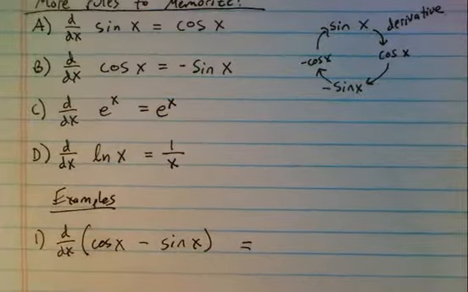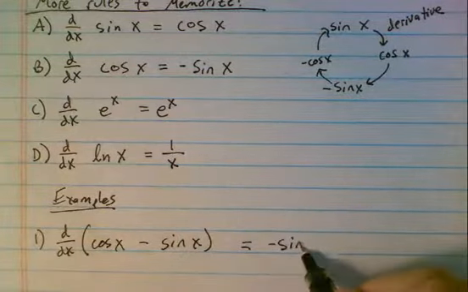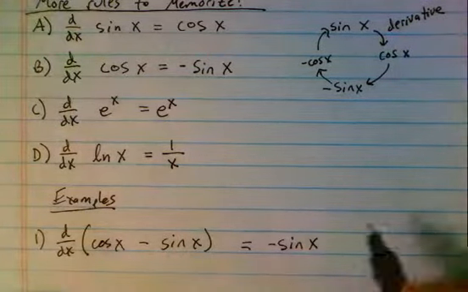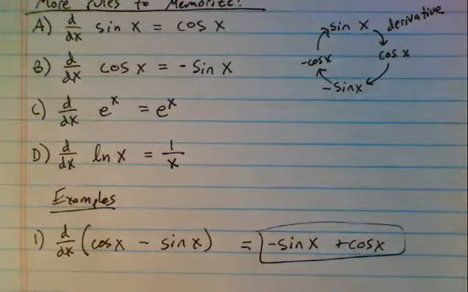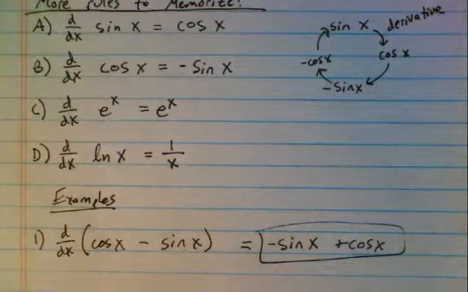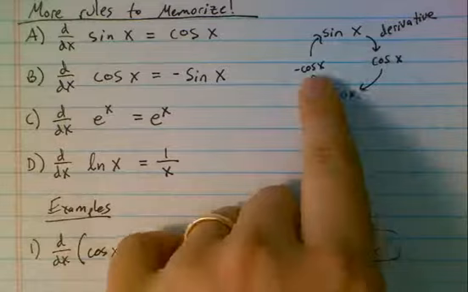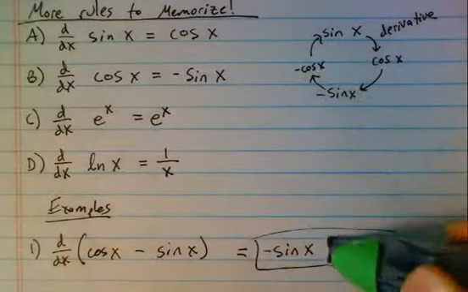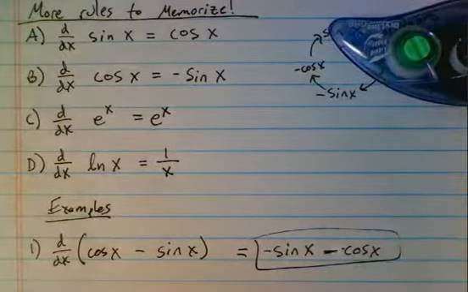And we're just applying our rules. Cosine of x, take the derivative, that becomes negative sine of x. Negative sine of x becomes cosine of x. It's not difficult. You just have to accurately remember your rules. So for example, this negative sine of x, right there, negative cosine of x, not positive cosine of x. Really, really easy to make that little mistake.